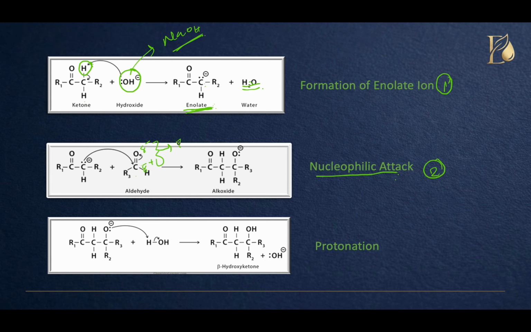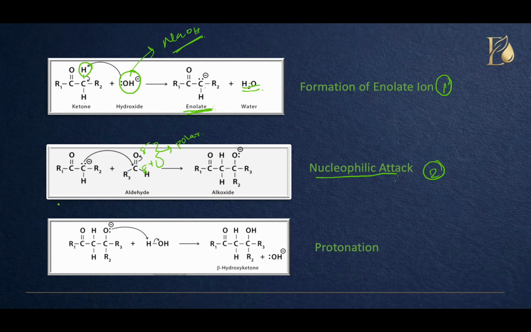So these carbonyl carbons are polar, right? As a result of the nucleophilic attack, it will produce an alkoxide ion. How is it forming? The carbonyl carbon is polar because of the electronegativity difference between carbon and oxygen atom. Oxygen will have a partial negative charge and the carbonyl carbon will have a partial positive charge. So we can write C=O with a partial negative charge on oxygen and a partial positive charge on carbon.